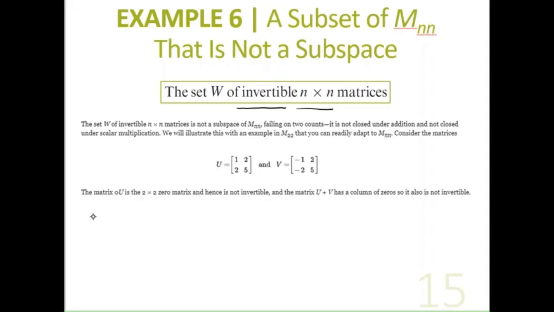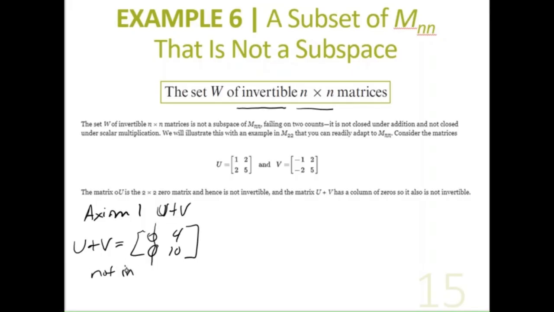So if we look at axiom 1, that's going to be our u plus v. Well, look at this. If we add these two together, here we've got 1 plus negative 1. Okay, that's 0. We've got 2 plus 2, that would be 4. Then we've got 2 plus negative 2, that's going to be 0. And then we have 5 plus 5, that'll be 10. So what's the problem with that? Well, look at this. We've got a column of zeros. Well, that's telling us that this is not invertible.